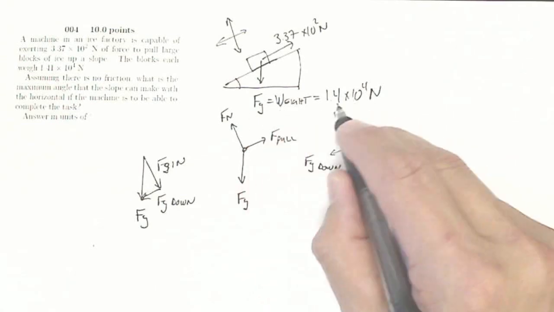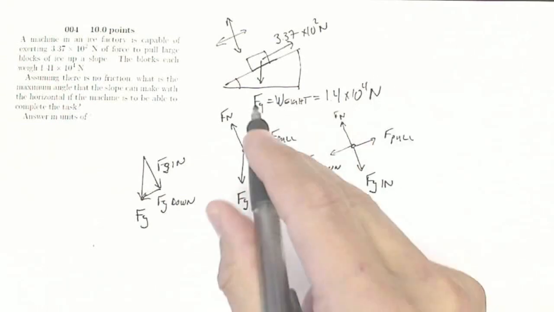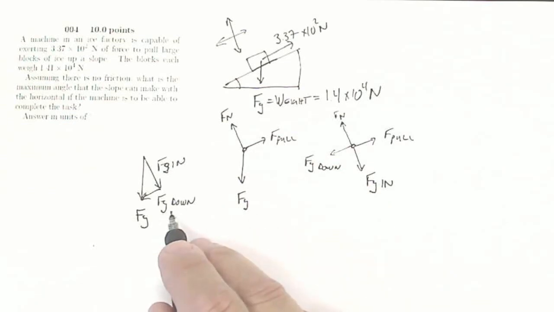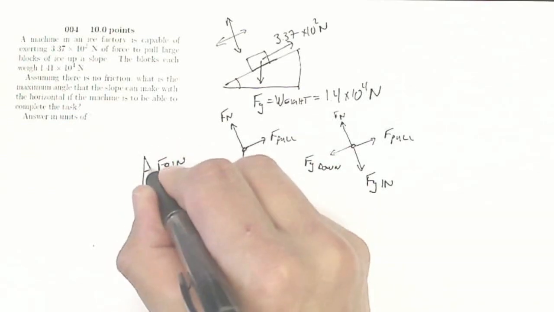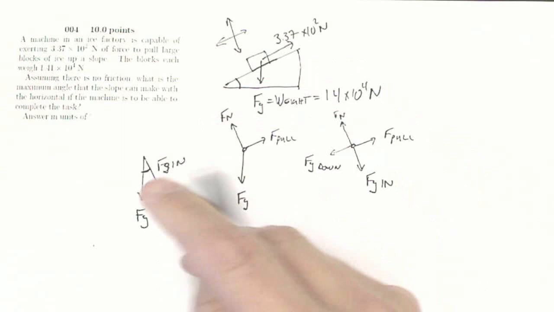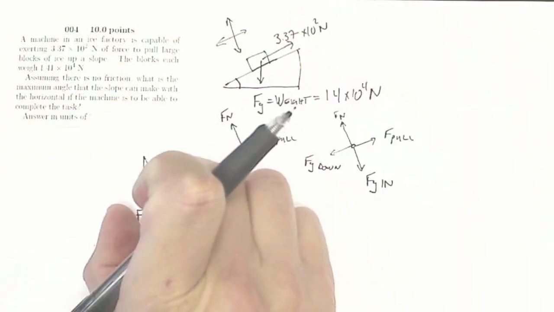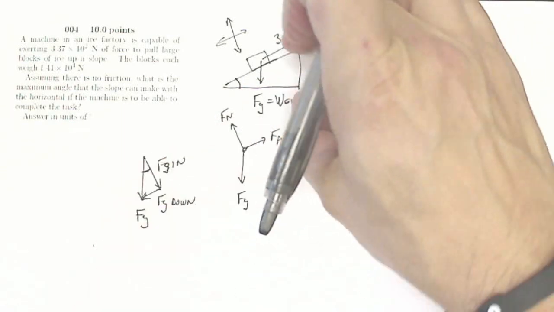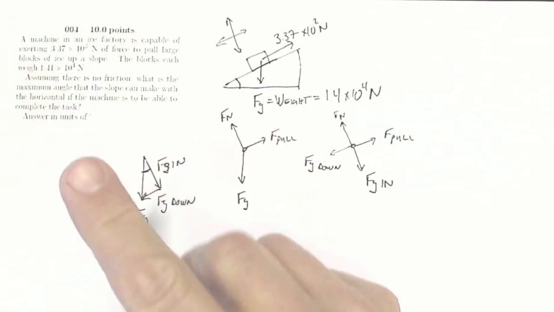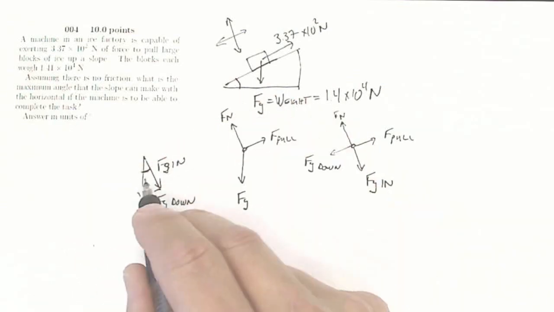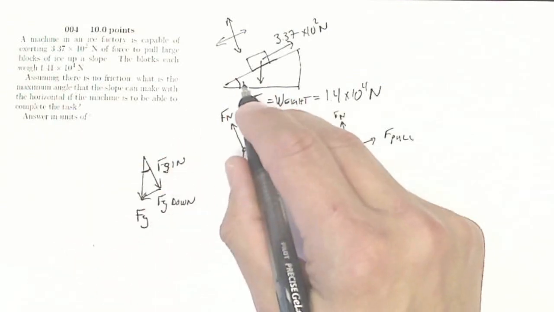Now, they've already given you the force is 1.4 times 10 to the 4th newtons. So if this is Fg, how do I get Fg down? Well, here is the angle that is equivalent to this angle, because as this gets smaller, this angle would also get smaller. As this angle gets bigger, this angle would also get bigger. This angle equals this angle. So I know that if I can find this angle, I can find this angle.